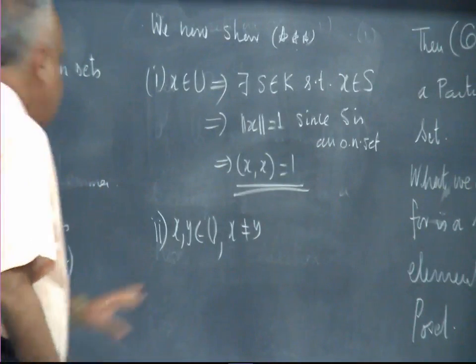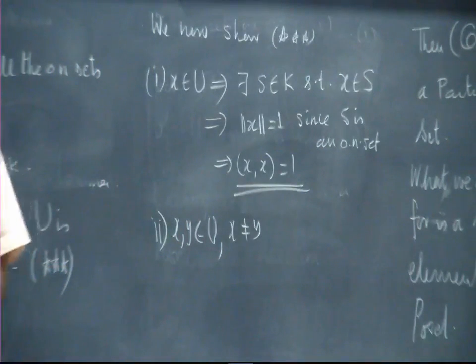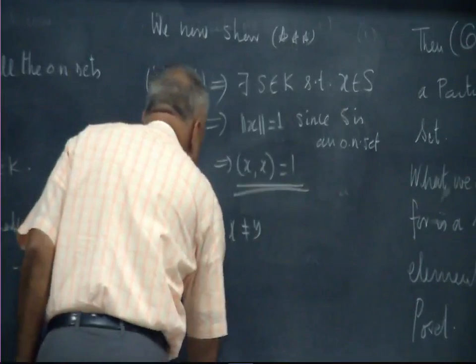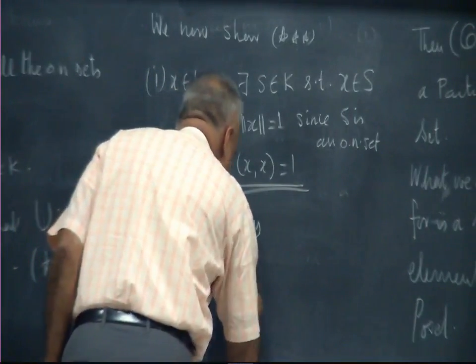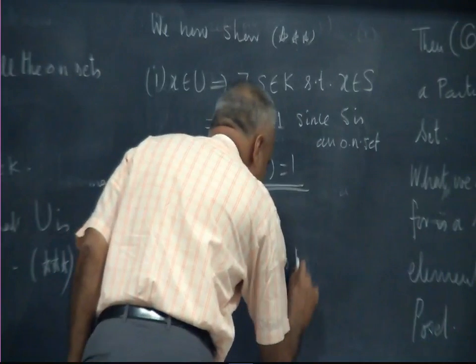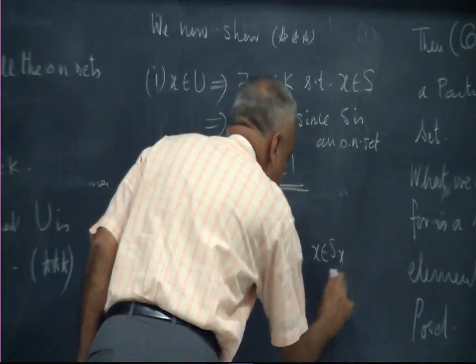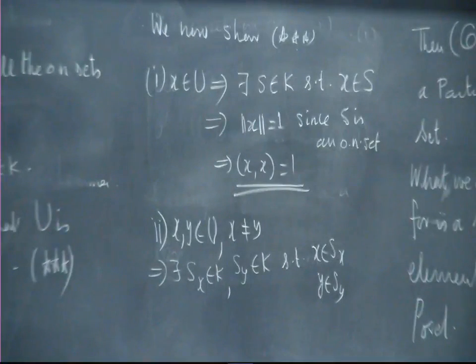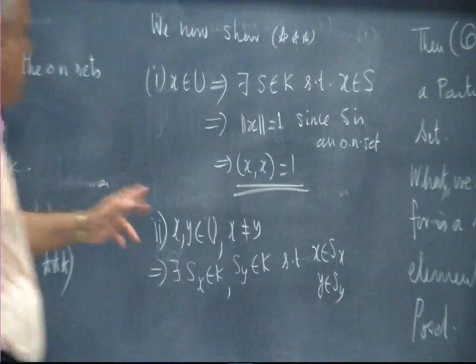Now, U is the union. Therefore, there must be some element of K to which x belongs and some element of K to which y belongs. This implies there exists an Sx in K, Sy in K such that x belongs to Sx, y belongs to Sy, because it is in the union. Each fellow should belong to one part of that union.